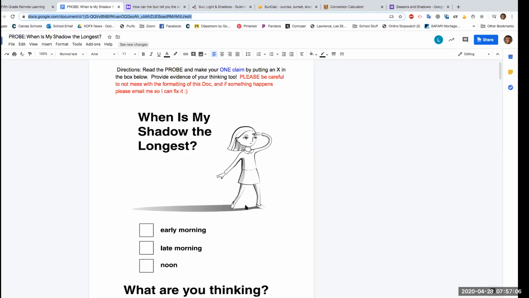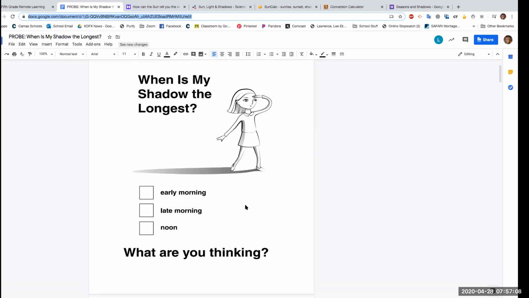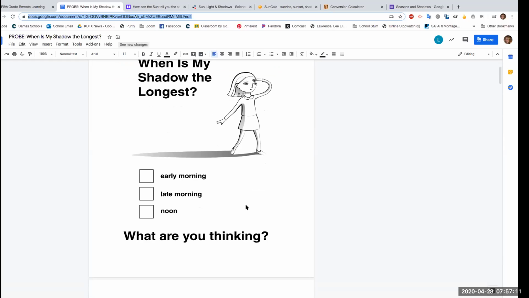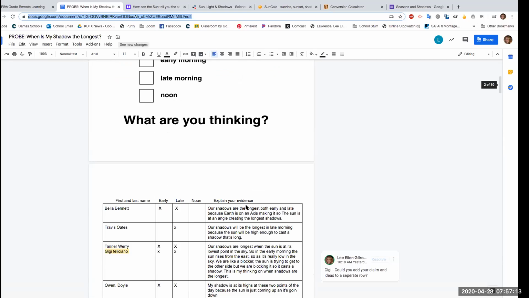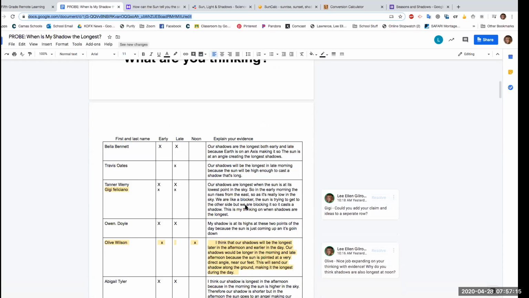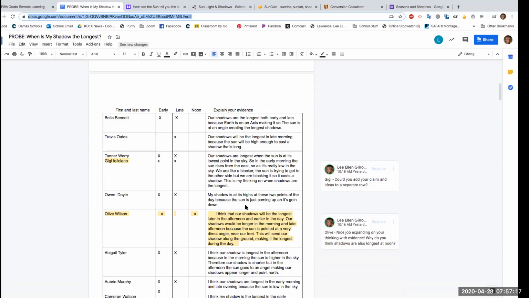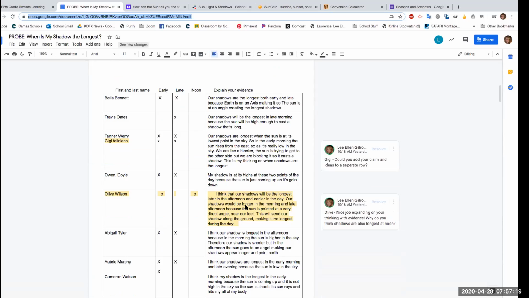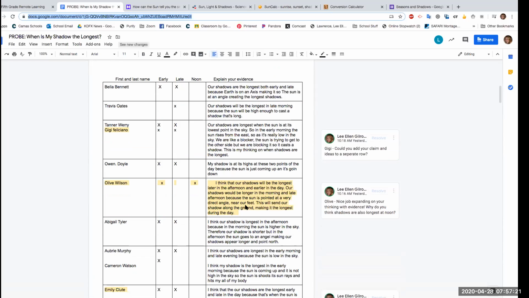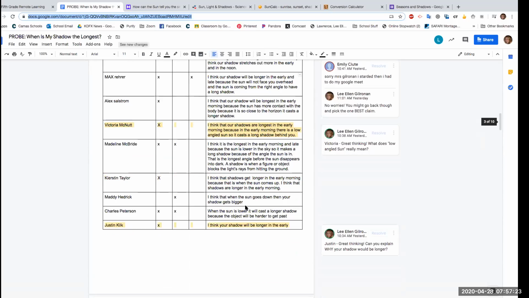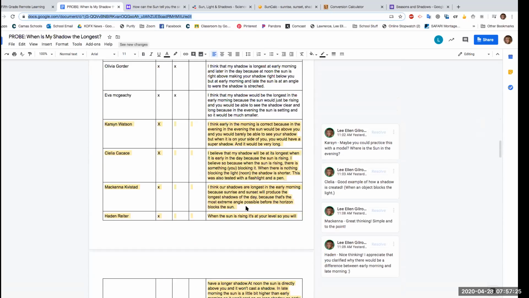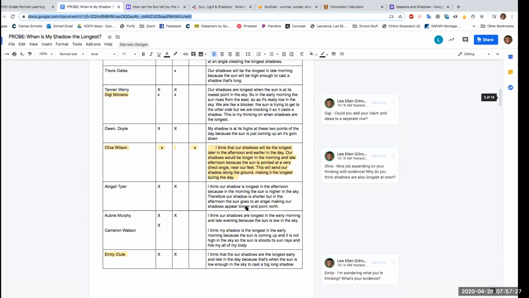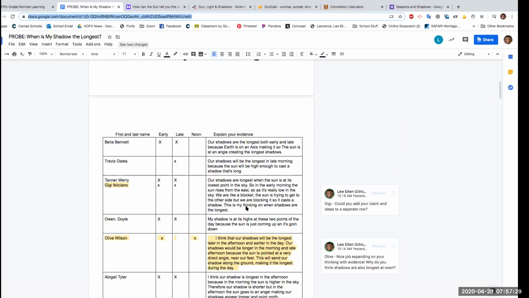So this is the probe. It's when is my shadow the longest? And the choices were early morning, late morning, or noon. Those were your only three choices, and you only could choose one because that's what it said in the directions, and that's what we've done in the past in class. So everyone did a great job here. You've got tons of great ideas and evidence. But today what I'd like you to do is go back and visit it and add comments, kind of like that scientific arguing. So I'm going to show you how you do that.